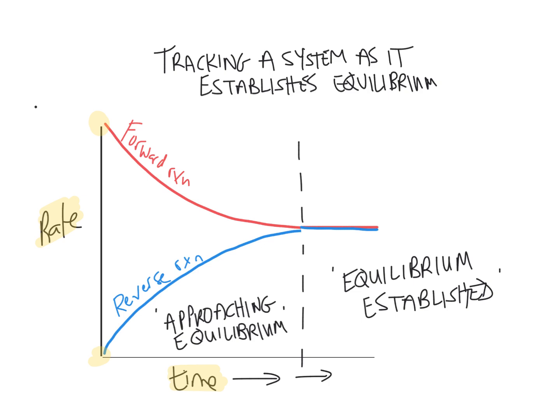You can see that you're slowly going to have the reverse reaction happening faster and faster, and at the same time you're going to have the forward reaction happening slower and slower until finally they're happening at the exact same rate, and this is the point when we would say chemical equilibrium has been established and the rate of the forward is equal to the rate of the reverse.